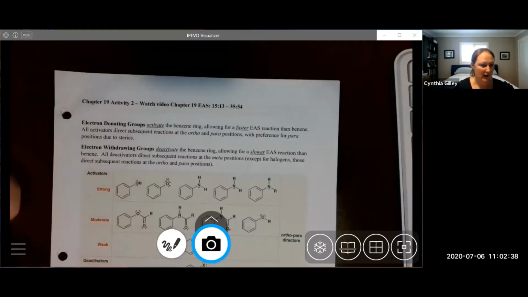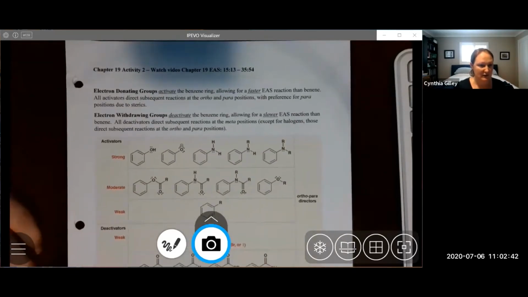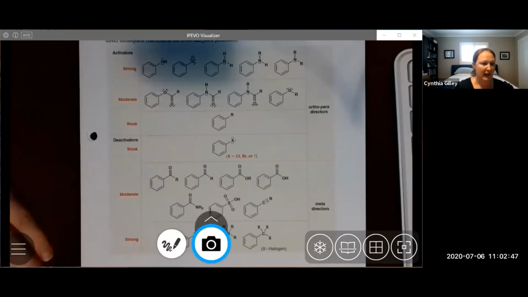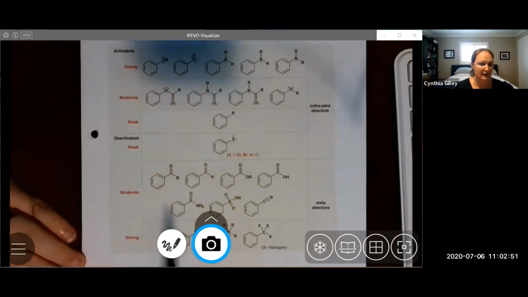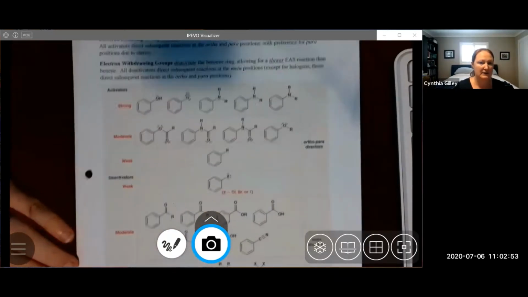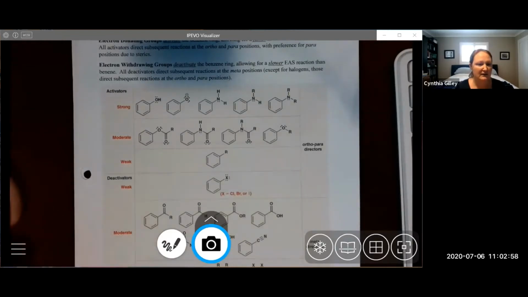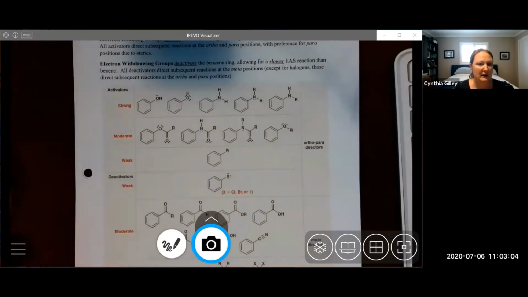Anytime. So the first page talks about what constitutes an activator versus a deactivator, and then their relative strength as an activator or deactivator. And remember, this is all measured in terms of reaction rate. So compared to benzene, what does having this group attached to the ring do to the rate of a common electrophilic aromatic substitution reaction?